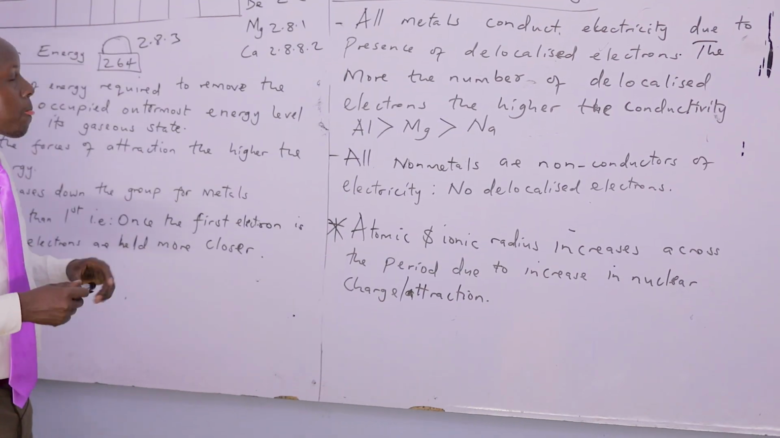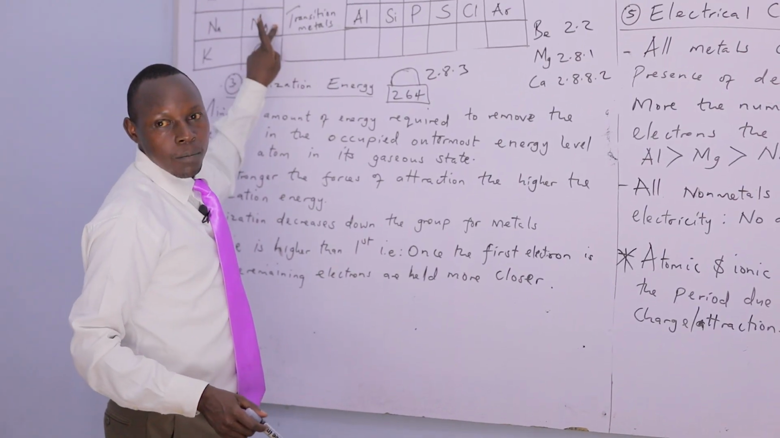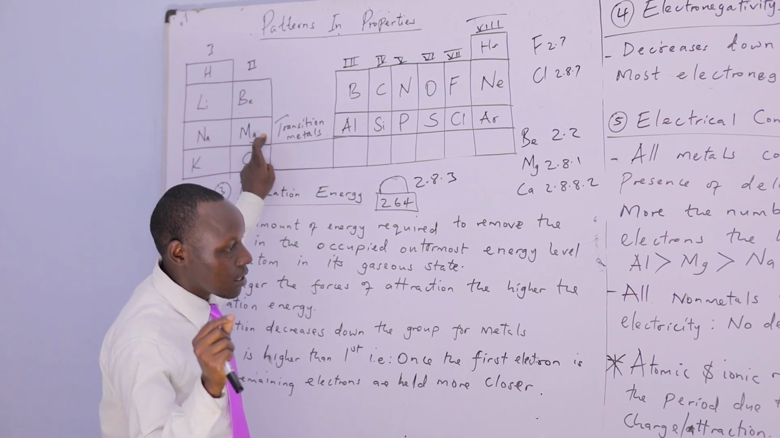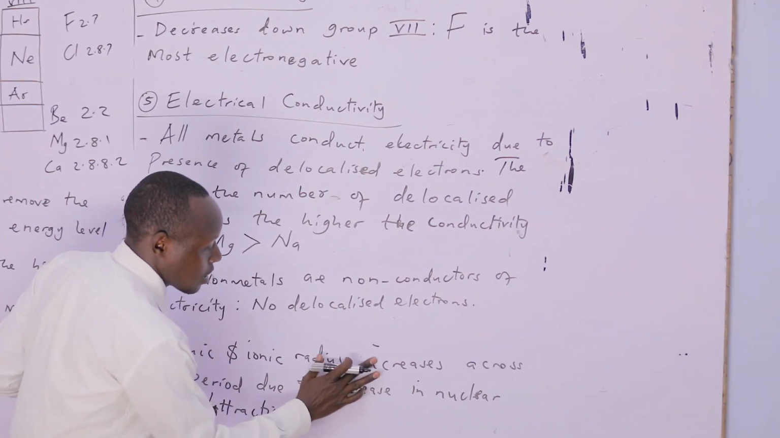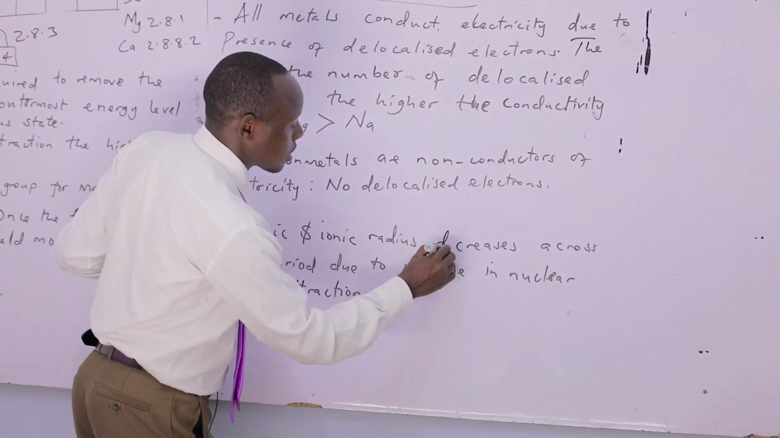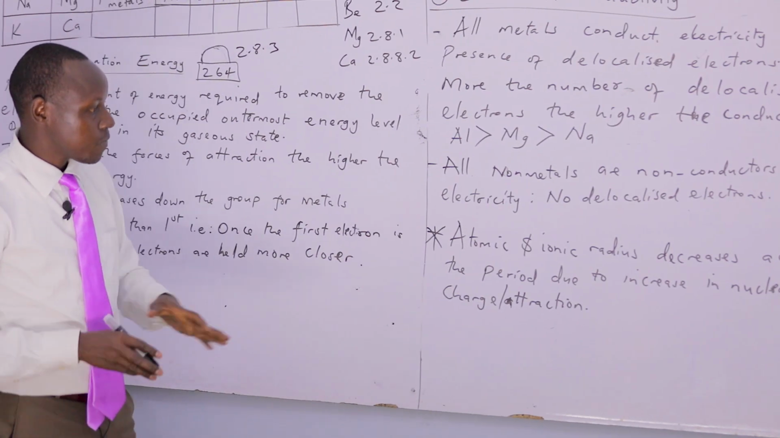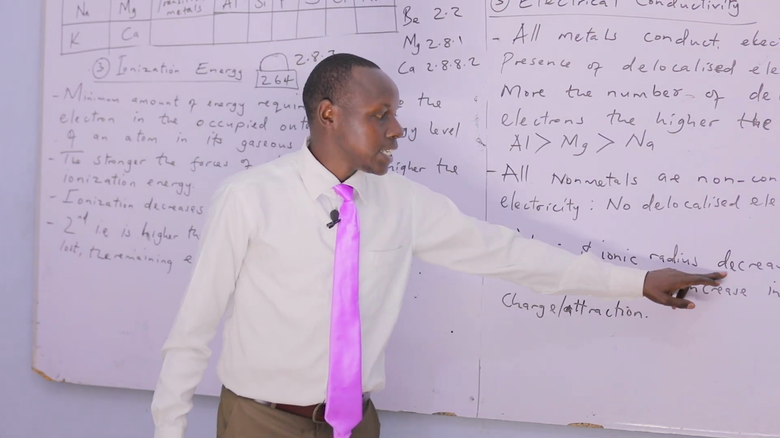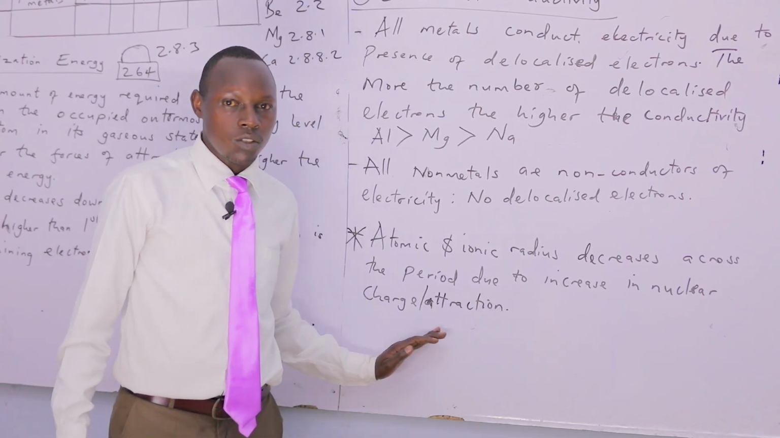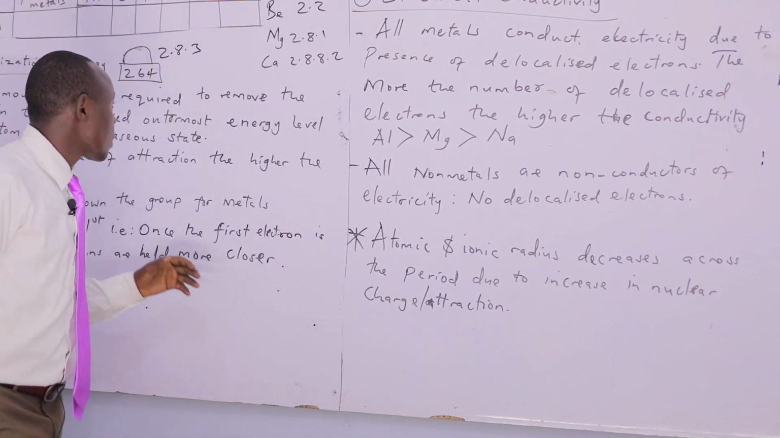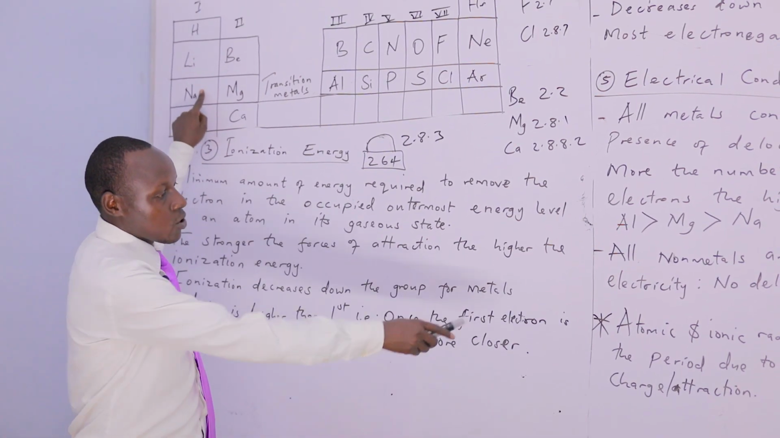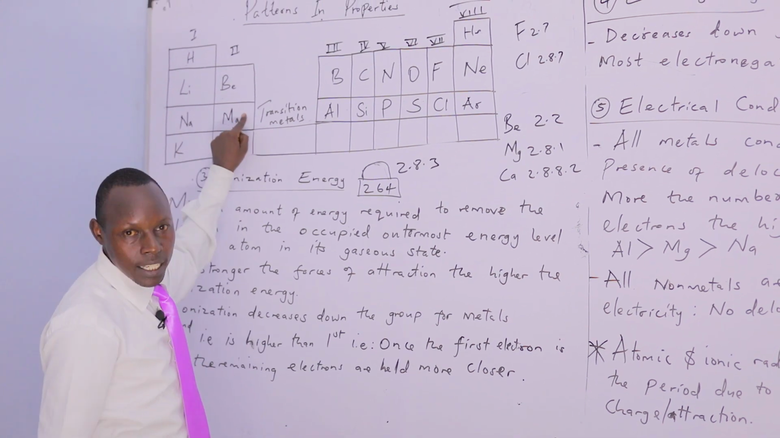Sorry, this should be decreases. Atomic and ionic radius decreases across the period due to increase in nuclear attraction or nuclear charge. So sodium will have a higher atomic and ionic radius compared to magnesium.